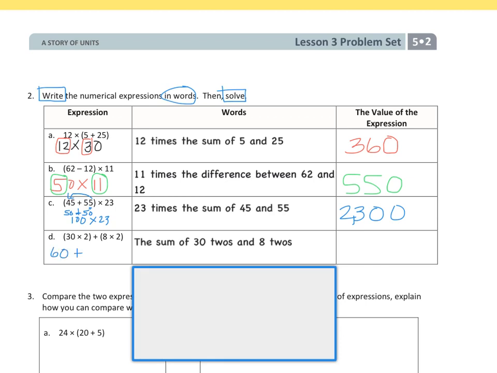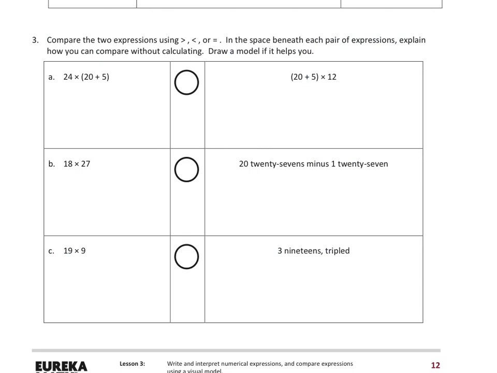Plus 8 times 2, 8 doubled will give us 16. So 60 plus 16 would give you 56. All right, let's look at 3 and see what we need to do quickly.